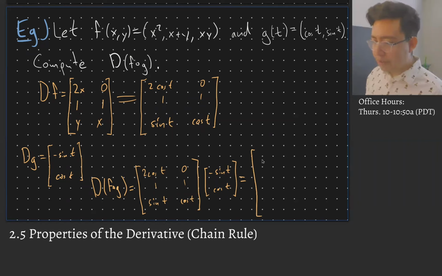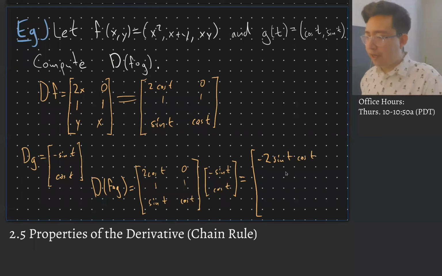Give myself some space here. So I'm going to get negative 2 sine t cosine t, right? So that's this times this plus 0 times cosine of t. So the 0 times cosine of t just disappears. And then over here, the second row, I'm going to get negative sine of t plus cosine of t, right? Remember, I'm taking this row and taking the dot product with this column. That's how we multiply these matrices. So 1, 1 dot product with negative sine t, cosine of t gives me negative sine of t plus cosine of t.